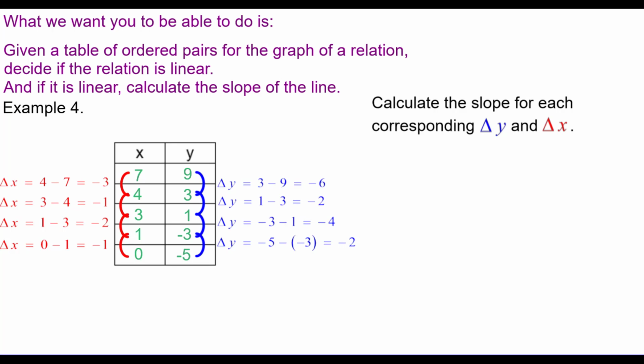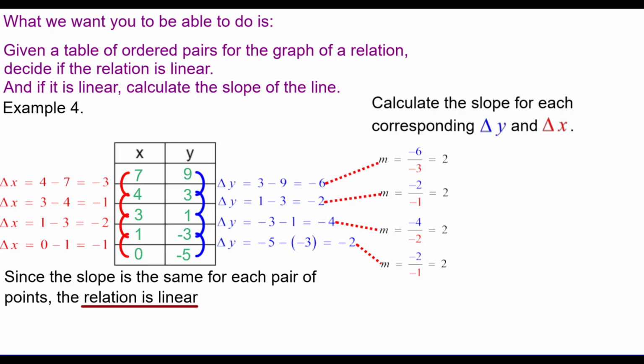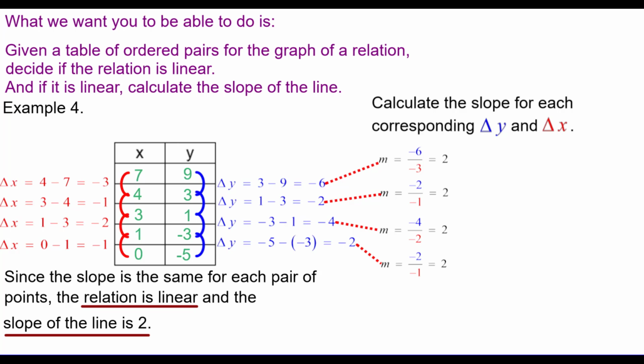So now we'd like you to calculate the slope for the corresponding change in y's and change in x's. Pause as needed. Resume when you're ready. And even though the numbers look so different, the change in y over the change in x each time is negative divided by negative, which is positive, and 2 in each case. Since the slope is the same for each pair of points, the relationship is a linear one, and the slope of the line is positive 2.